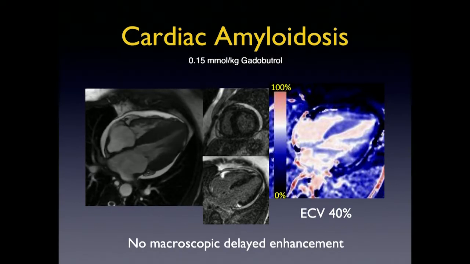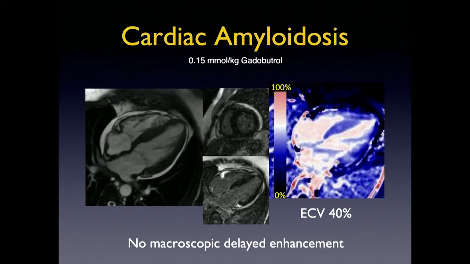So you can see a patient on the left, the cine image on the left showing left ventricular hypertrophy. There's no enhancement seen on the late gadolinium enhancement, but when you look at the ECV, it's 40%, which is pretty much pathognomonic of amyloidosis when you get values that high. But also bear in mind that you may get an abnormal ECV even when there's no late gadolinium enhancement seen.